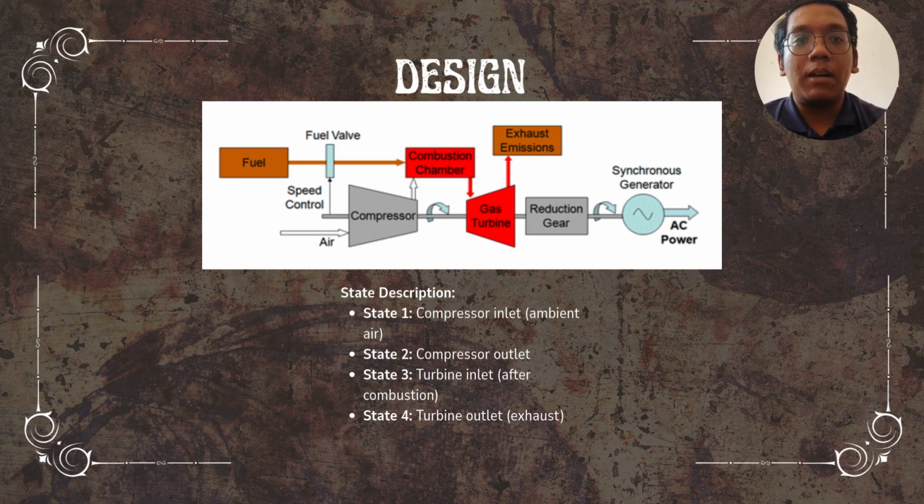Next is the gas turbine. High temperature gas expands and produces mechanical work. The thermodynamic process is isentropic expansion, state 3 to state 4. Lastly is exhaust or heat rejection. Exhaust gases are released to the atmosphere. The thermodynamic process is constant pressure heat rejection, state 4 back to state 1.